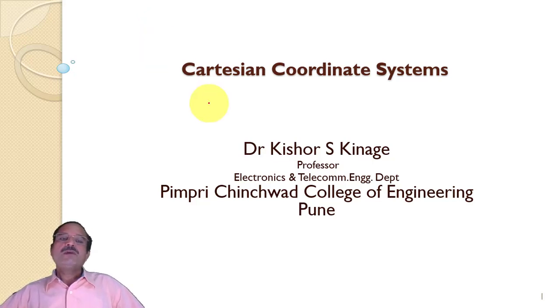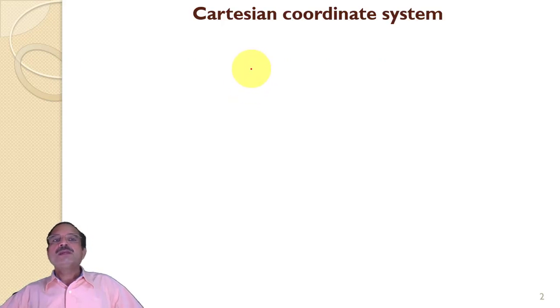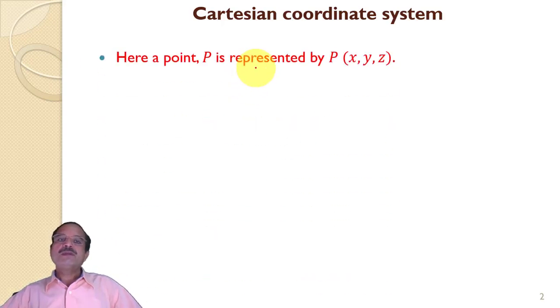In this video, we are going to learn Cartesian coordinate systems. So, in Cartesian coordinate systems, if we are discussing a three-dimensional coordinate system, then we have three variables: variable x, y, and z.